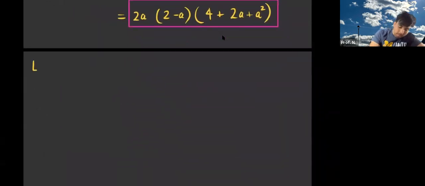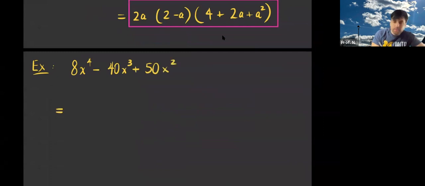Next one. What if I got 8x to the fourth minus 40x cubed plus 50x squared? What's the first thing that I can factor out of this polynomial? What is the GCF among 8, 40, and 50?